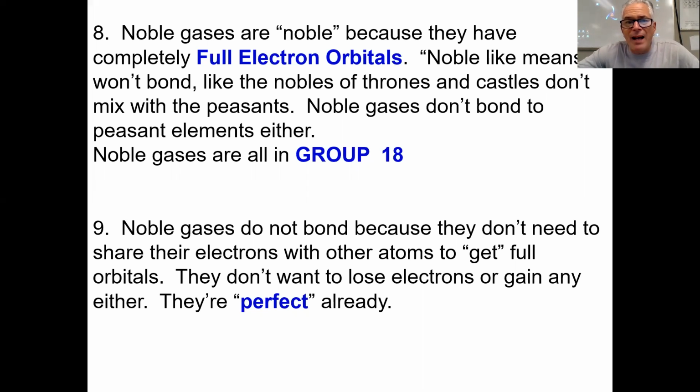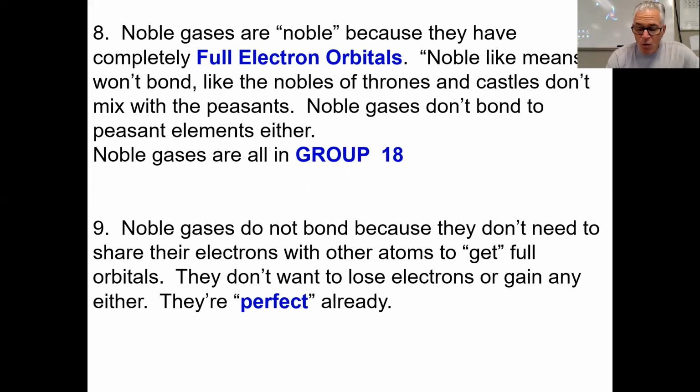The reason they don't bond is because they have full electron orbitals, only full electron orbitals. They don't want to borrow your electrons. They don't want to lend you any. They don't want you to give them any. Stay the heck away. Noble gases are perfect, and they have no interest in bonding.